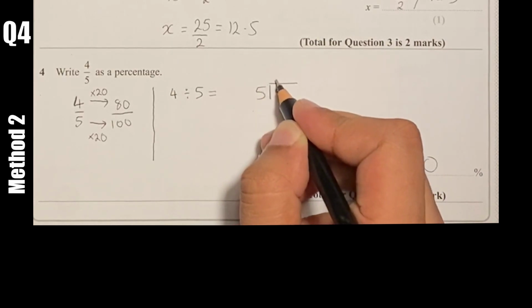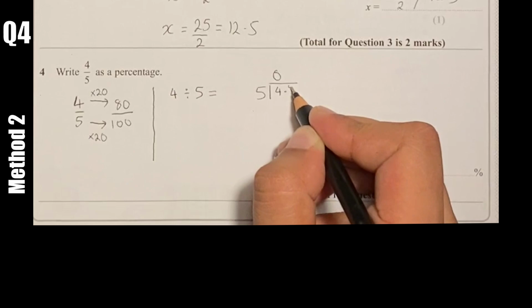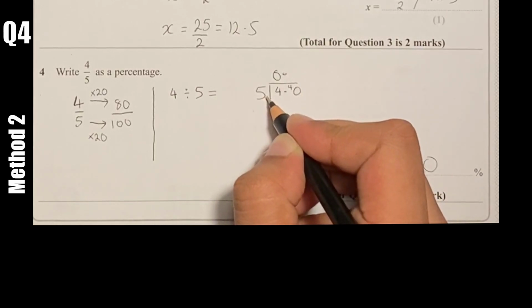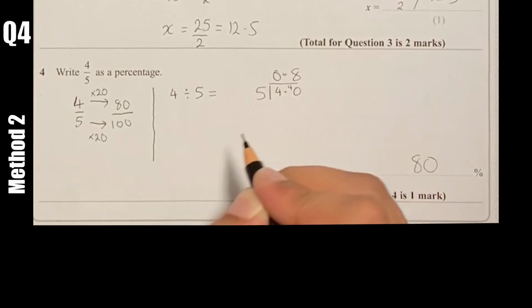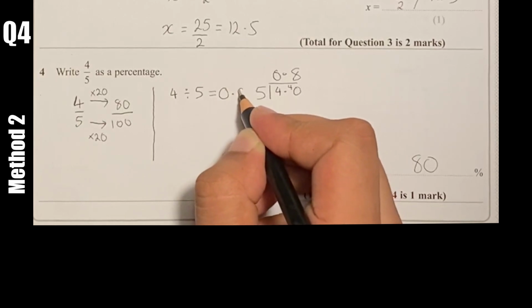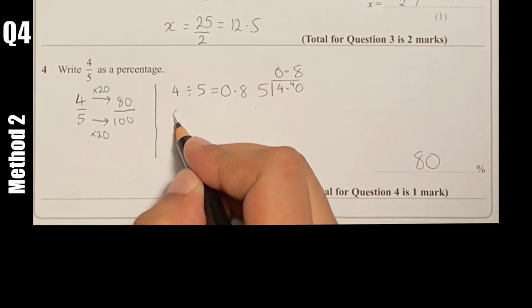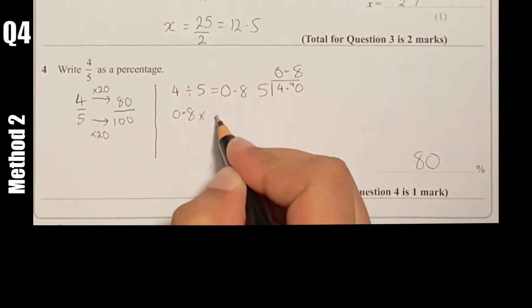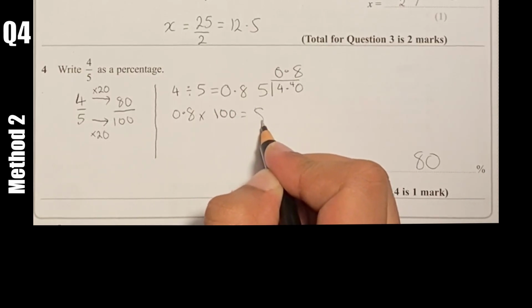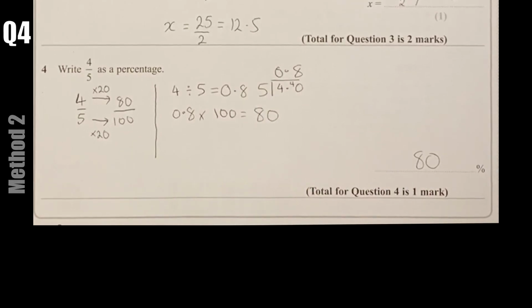How many times is 5 going to 4? 0, remainder 4. How many times is 5 going to 40? And that will give us 8. So 4 divided by 5 is 0.8. You then need to take this and multiply it by 100, which gives you 80, so 80%.